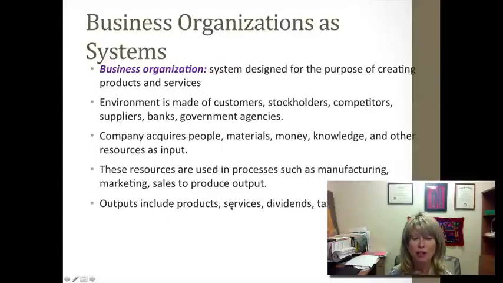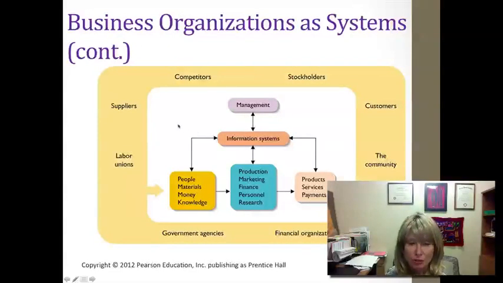The output includes the products, services, and deliveries. So for McDonald's, it would be the hamburger. The resources used in the processing are several. First, there are the raw materials for making the hamburger, but there's also the processing of getting the money, making change, and updating the inventory. All of these things are part of this system. So when we look at a business organization as a system, we have people and materials as our input. They do these functions and they produce these types of output.